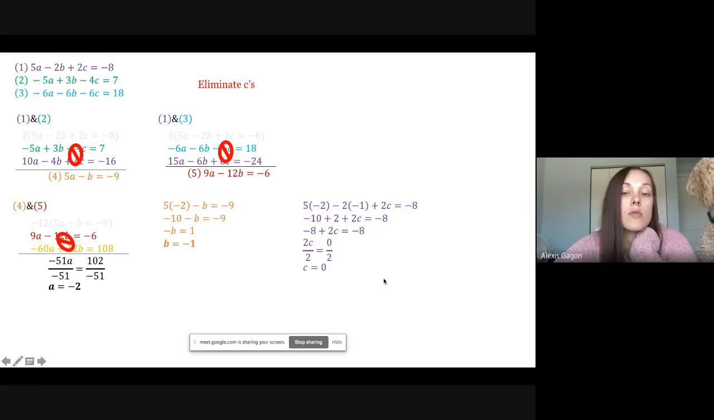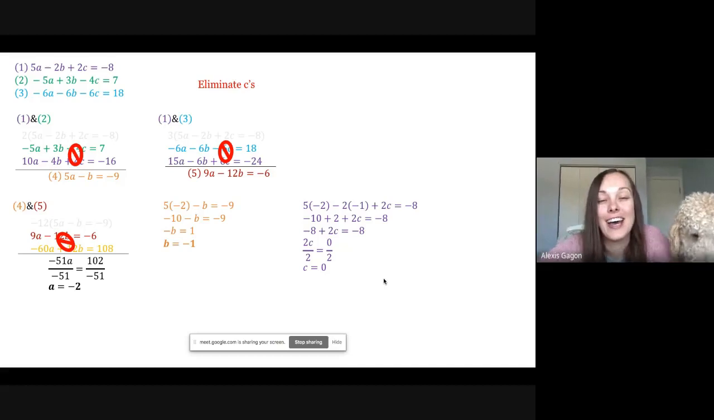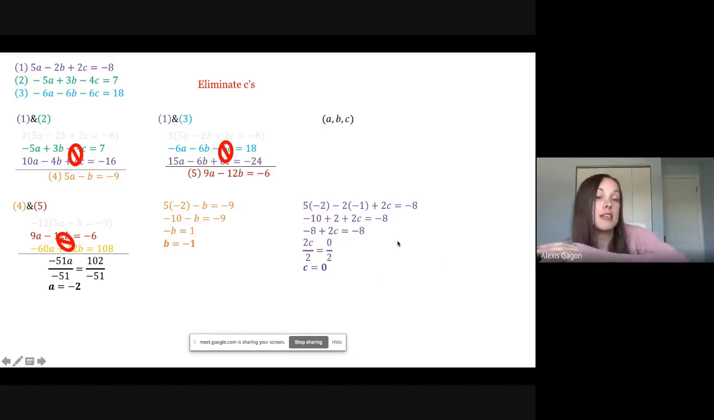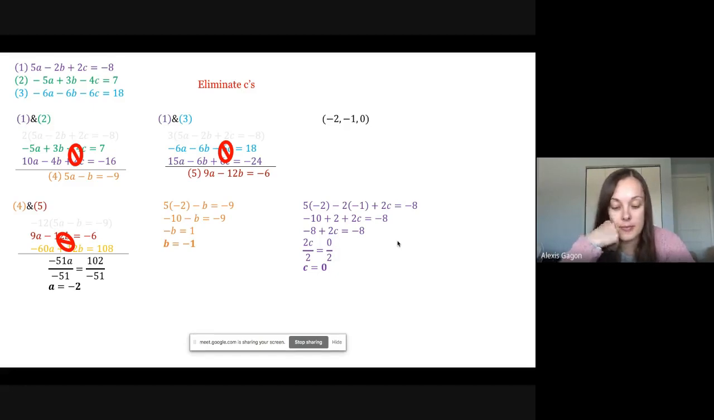So c equals 0. Okay, my dog is right here. I don't know if you can see my face, but that means that a, b, c is going to be negative 2, negative 1, 0. Okay, any questions with that?